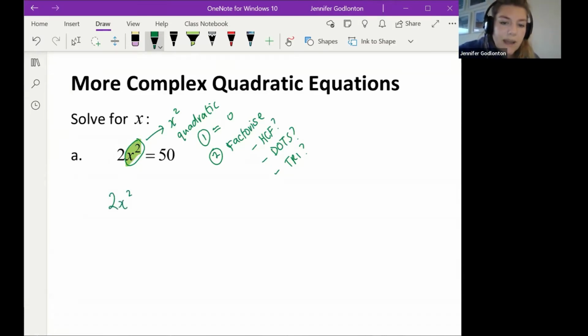So 2x squared minus 50. So we're moving that 50 over. When it jumps over the equal sign, it changes its sign, and that's going to be equal to 0.